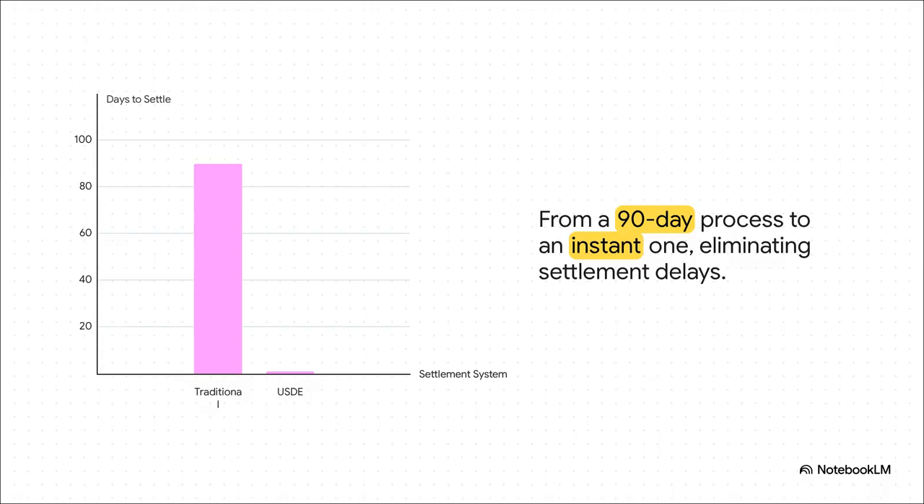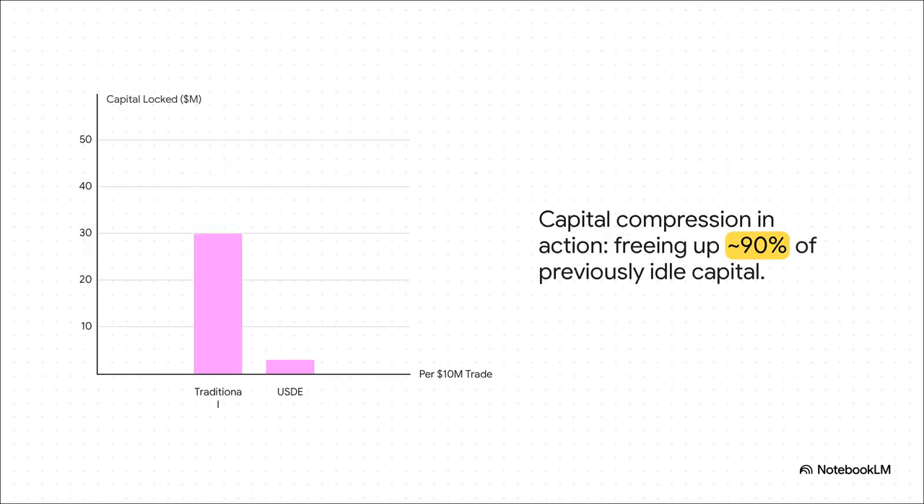Well, first, there's speed. I mean, we go from a settlement process that can drag on for up to 3 months to one that happens instantly. That completely eliminates the time delay, which is the whole reason you need all that duplicated capital in the first place. And that speed has a massive financial benefit. Remember that crazy $30 million number we saw for a single $10 million trade? With this system, that number drops by about 90%. That capital is compressed, it's freed up, it can be used for productive things like funding new energy projects or accelerating R&D, instead of just sitting uselessly in a bank account somewhere.